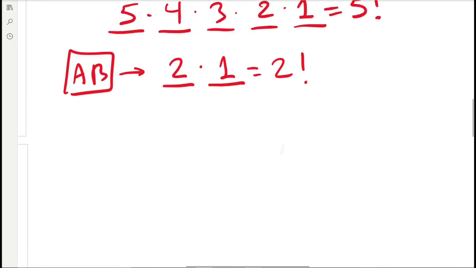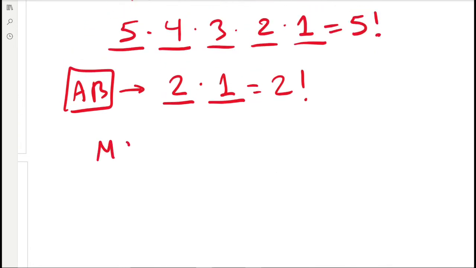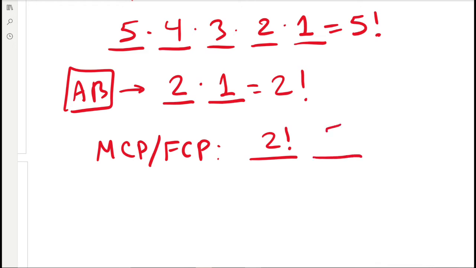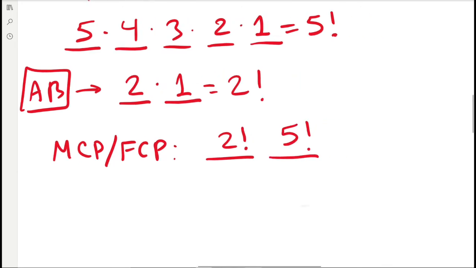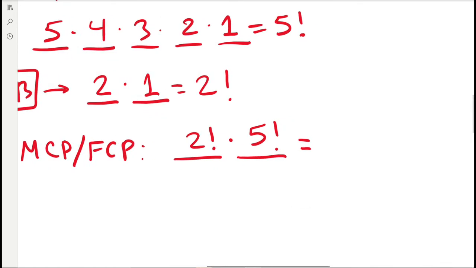So by the multiplication counting principle, or the fundamental counting principle, we have two factorial ways of arranging the block AB, and we have five factorial ways of arranging all those blocks in any order. So we must multiply those together. In this case, five factorial times two factorial is going to be 240.